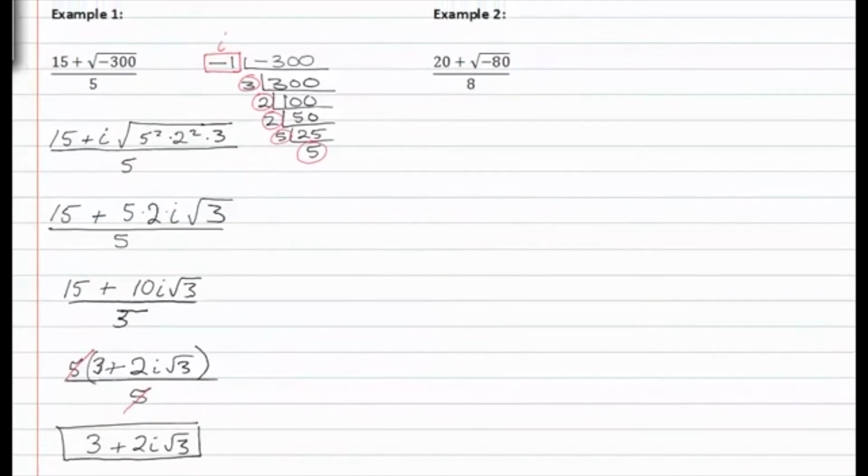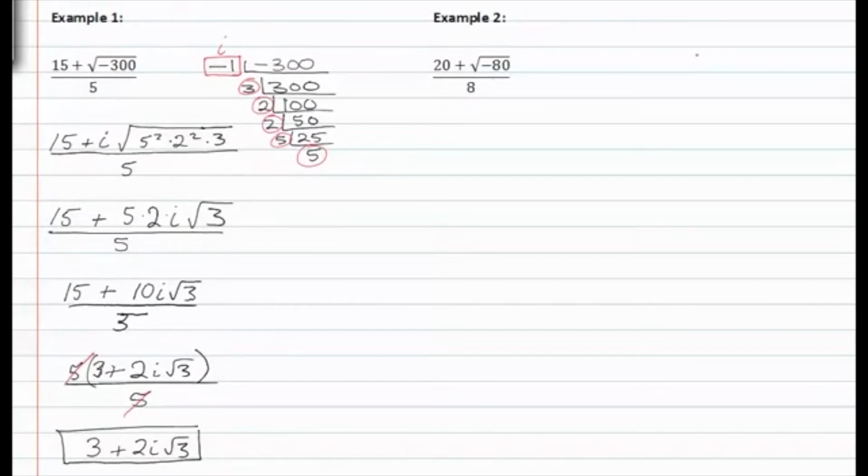Let's go ahead and move on to example 2. We're going to remember to prime factor negative 80. We know that negative 80 could be factored, and we could pull out a negative 1. This would leave us 80. Remember, the negative 1 is i when we pull it out of the radical sign. Now that we've pulled out the i, we can prime factor 80.